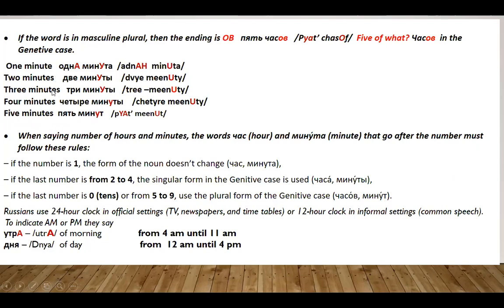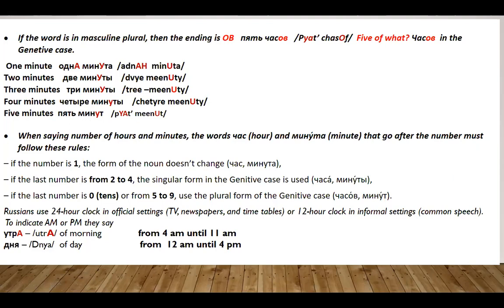In English, it's the same with the exception of one. In Russian, we use 1 минута for 1, 2, 3, 4, but for the word 5, we use plural already. 5 минут. I know it's complicated.